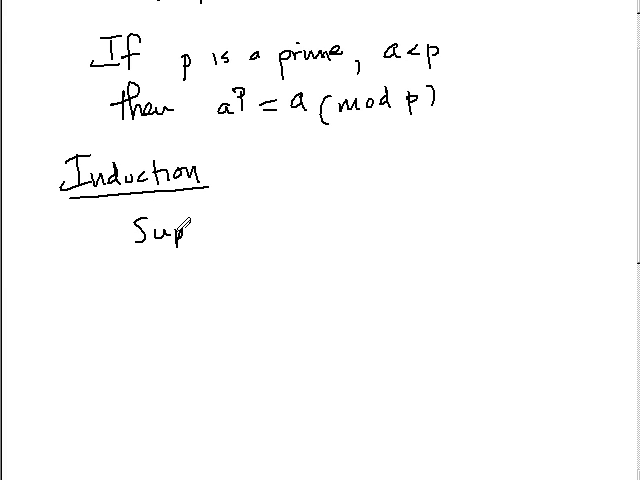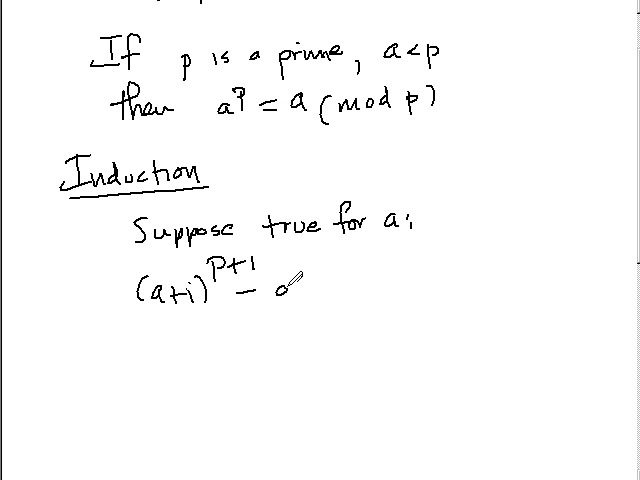So if it's true for a, then we want to check that it holds true for a plus 1. You can verify that it holds for a small integer. So what we're going to do is just consider this quantity, a to the p plus 1. No, excuse me, jumping ahead, I have to do a plus 1, not a to the p plus 1. So I'm going to look at (a plus 1) raised to the p, minus (a plus 1). So I'll consider this quantity.